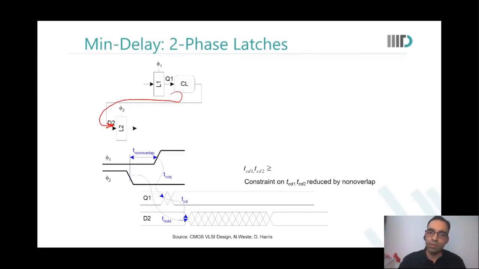So what are we saying? Phi1 triggered output will first have this non-overlap window, then there will be tcpq, and then there will be contamination delay of the combinational logic. It has the same as before, but only T non-overlap should get added. Yes, this has got added. So this contamination delay constraint, if you can give more overlaps, then contamination delay can be still smaller.